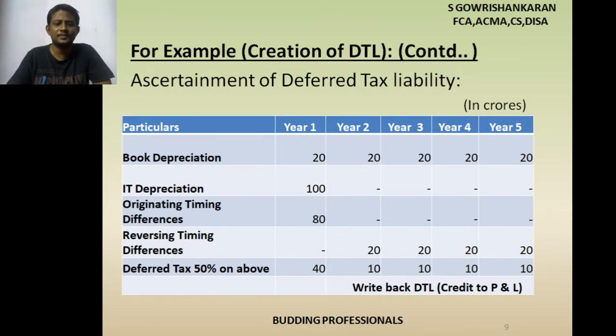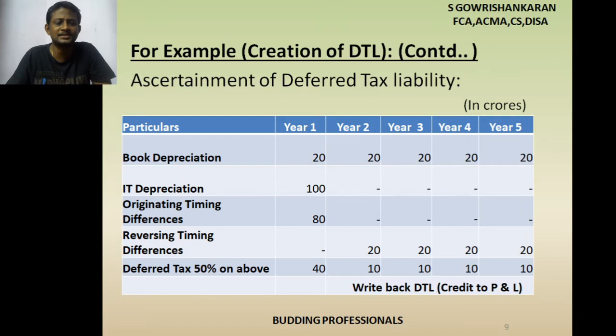So 20 crore is my book depreciation in the first year. IT depreciation is 100 crore. Originating timing difference is how much? 20 minus 100 difference is how much? 80 crore. 80 crore is the originating timing difference, on which 50 percentage. 80 into 50 percentage, how much? The tax rate is 50 percentage. 80 into 50 percentage is 40. This 40 is my deferred tax liability.